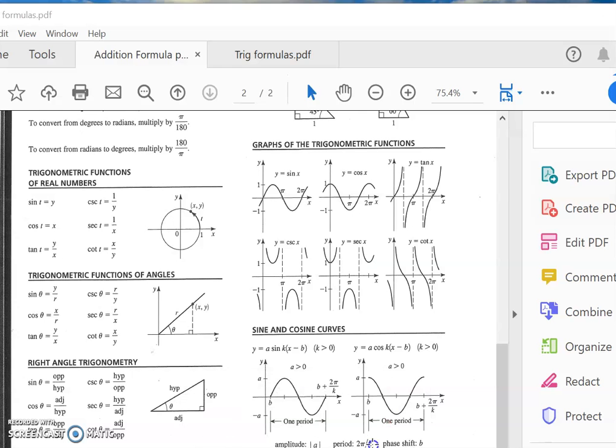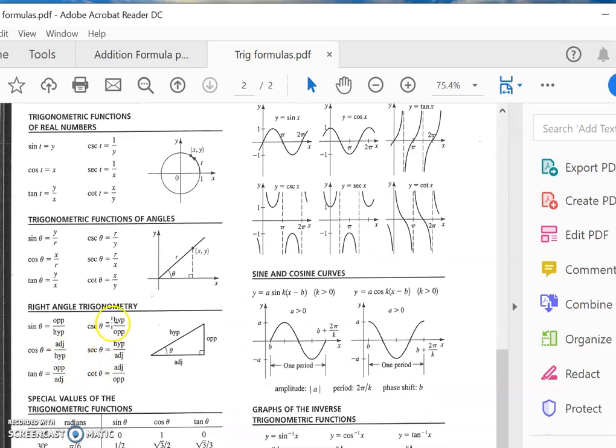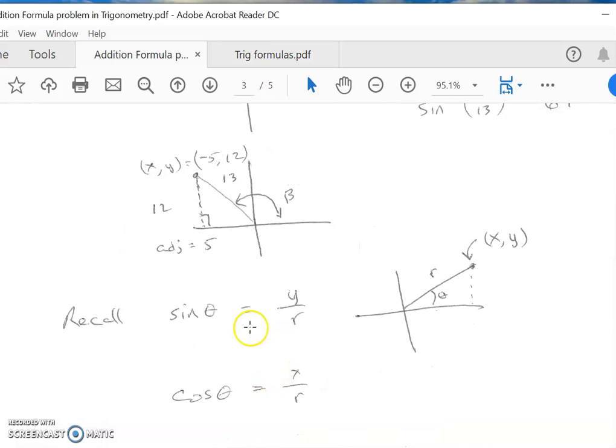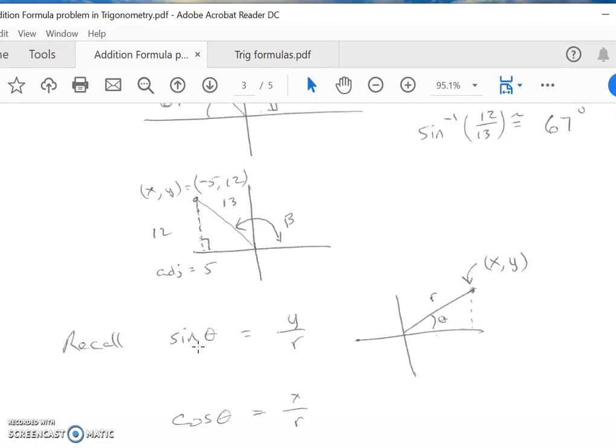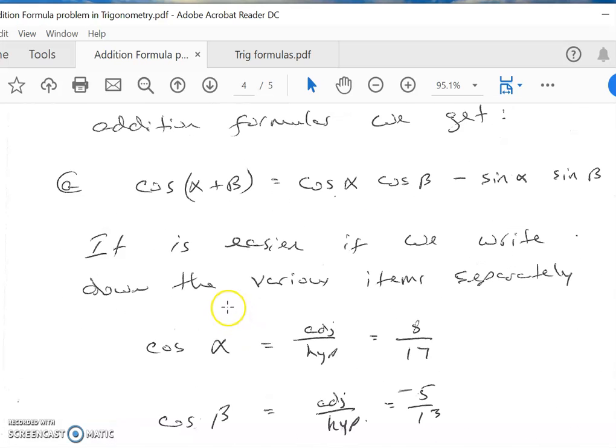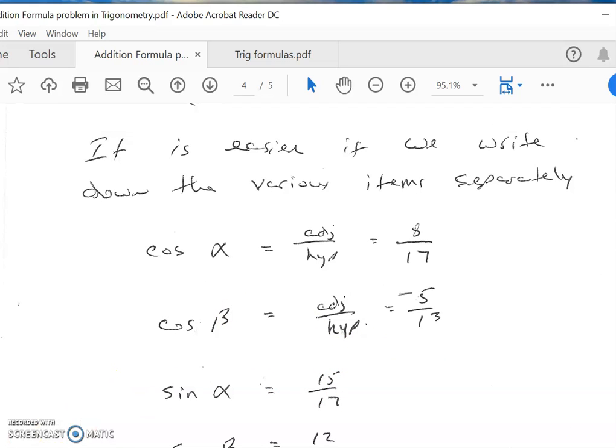That comes from right here. Cosine of theta is x over r. Just another way of looking at it, and it depends on the context how we do this. In any event, cosine of beta is x over r, so that's going to be 5 over r, which is 13. And because it's in quadrant number 2, remember how that goes, all students take calculus, cosine is going to be negative. So cosine of beta is negative 5 over 13.